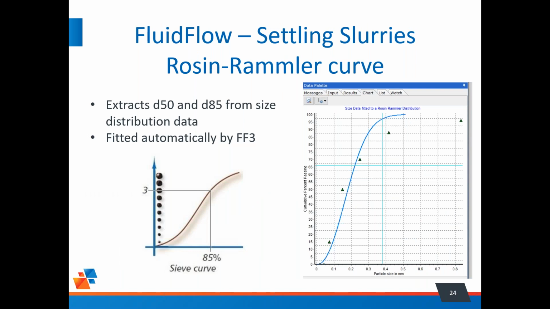Also, FluidFlow will plot the Rosin-Rammler distribution curve. You can get your D50 and D85 from there if you happen to have a full size distribution and want to use the WASC method. This curve is available on the chart tab in the results.